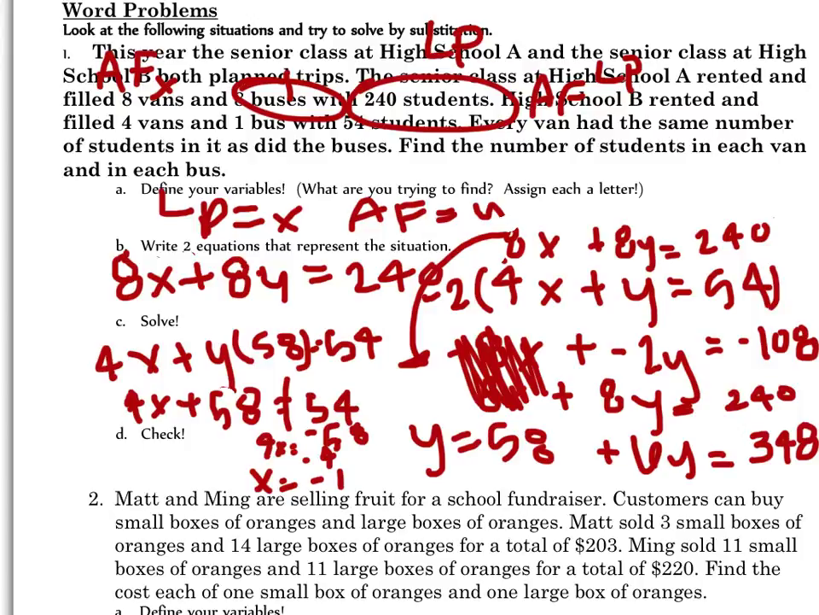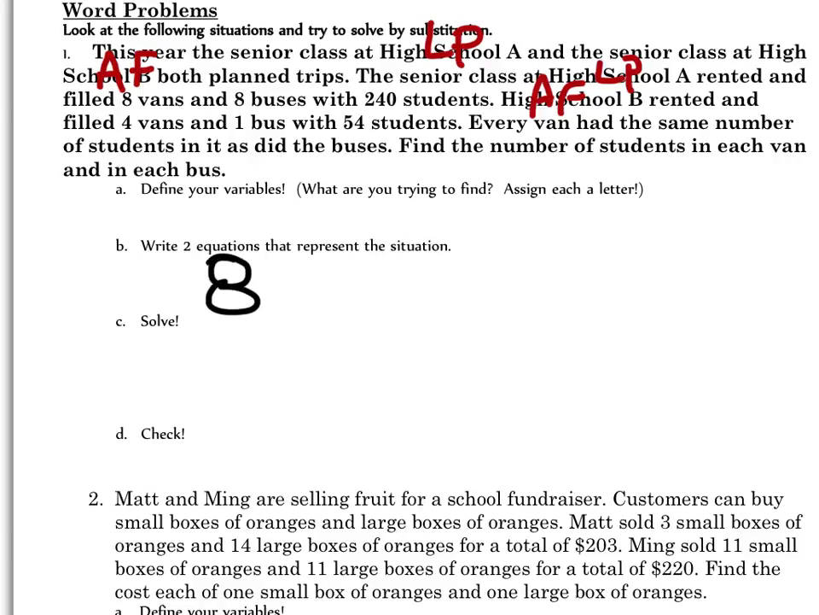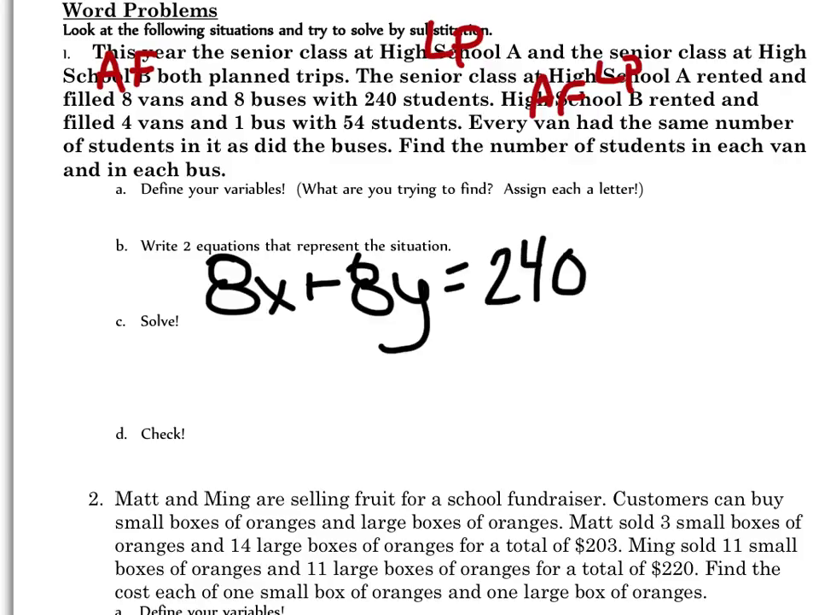Here's the one thing that happened with Christian. Notice that's a negative 108 plus the 240 would give you 132 instead of 348. It looks like you added the two together instead of subtracting. The equations were good, so you got 8x plus 8y equals 240. And then you'd have four vans and one bus equals 54.